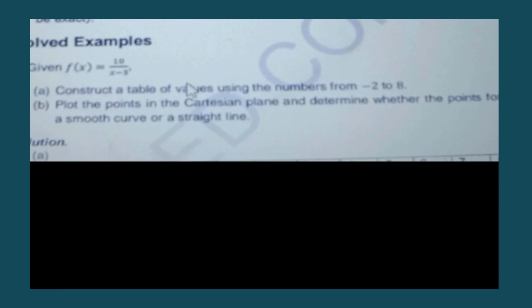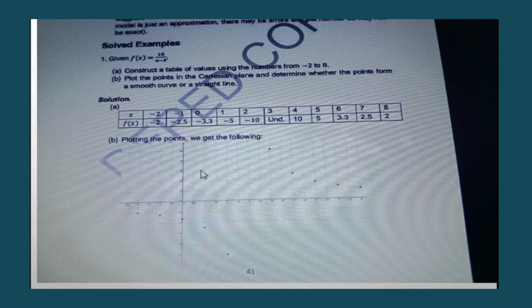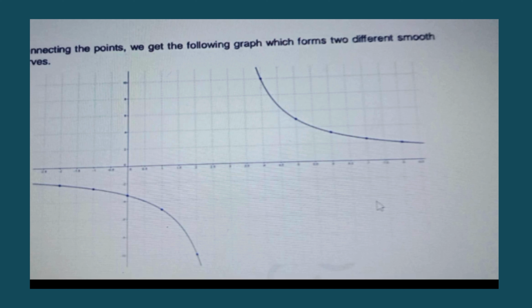Then evaluate the function for the example given. A. Construct a table of values using the integers from -2 to 8. B. Plot the points in the Cartesian plane and determine whether the points form a smooth curve or a straight line. Plotting the points, we get the following. Connecting the points, we get the following graph which forms two different smooth curves.